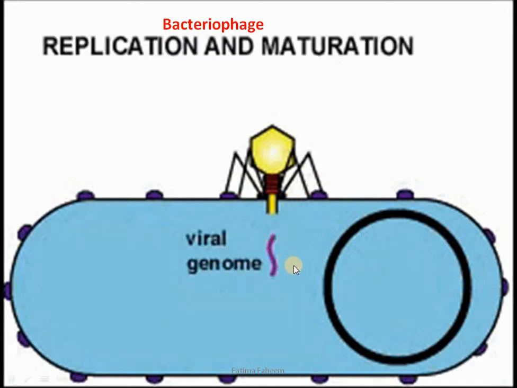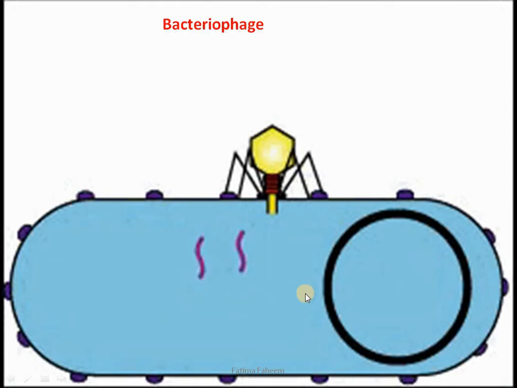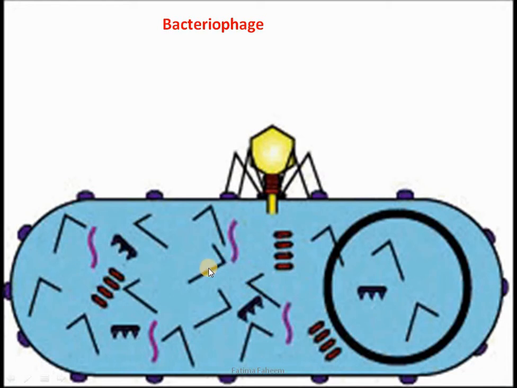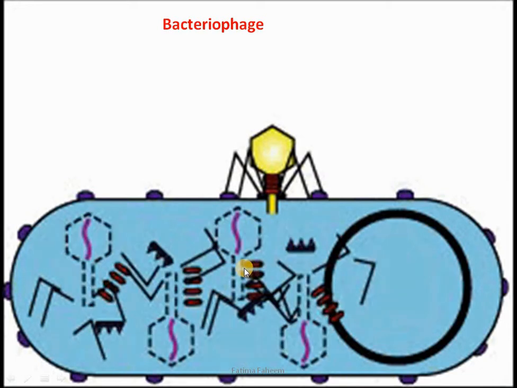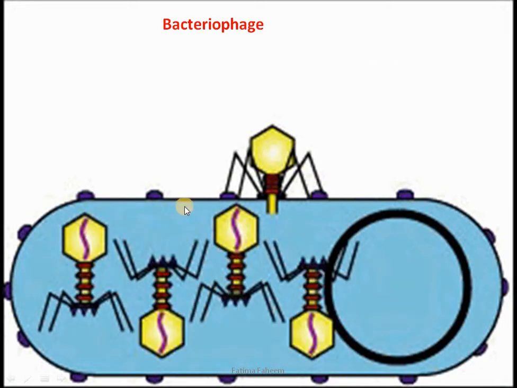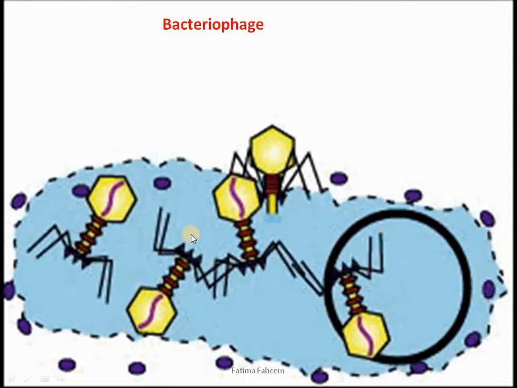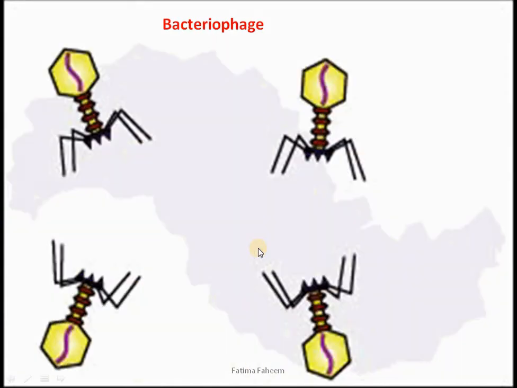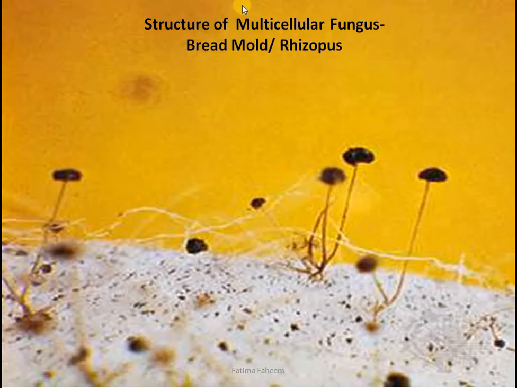The viral genome, after entering into the bacterial cell, will reproduce exponentially and will lead to formation of millions and trillions of viruses, ultimately causing the bursting of the bacterial cell. The bacteriophage does that, and this will cause the release of many viruses. Now let's see the structure of a multicellular fungus called bread mold.